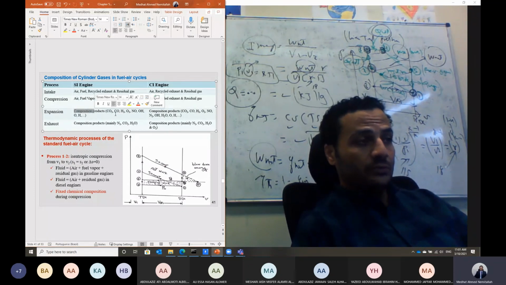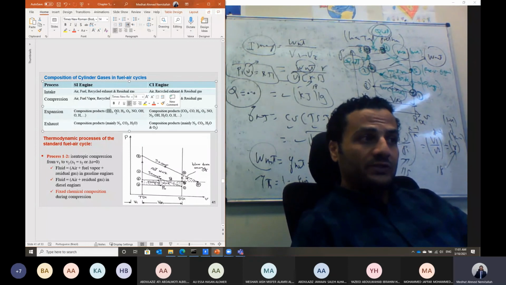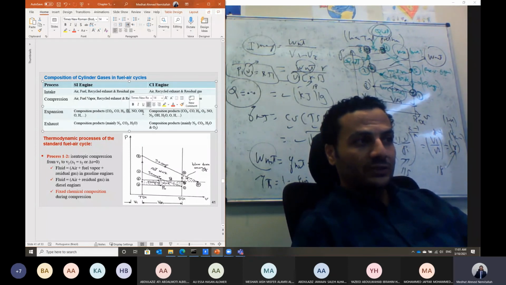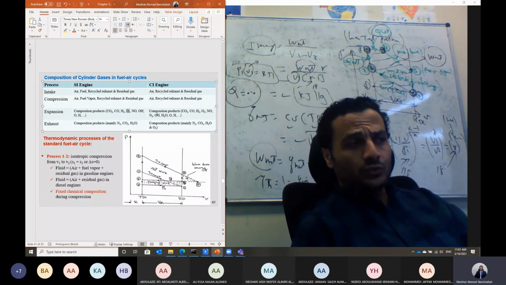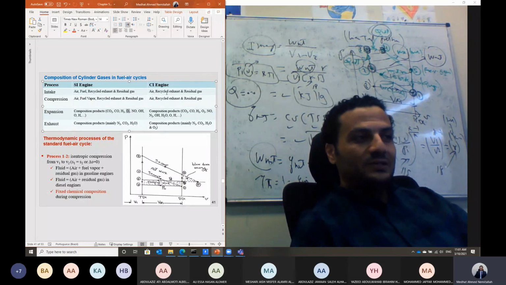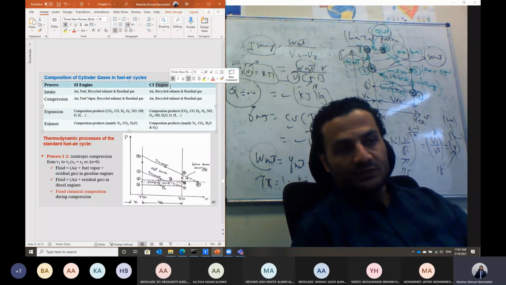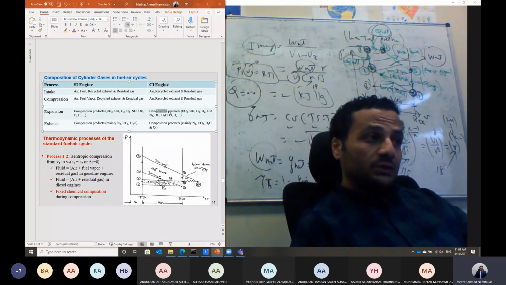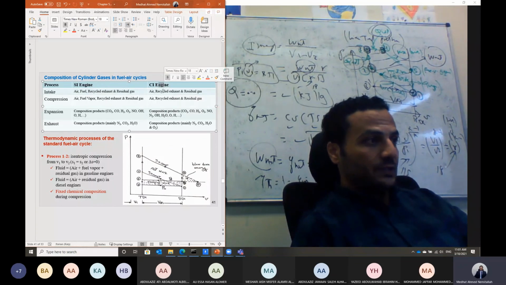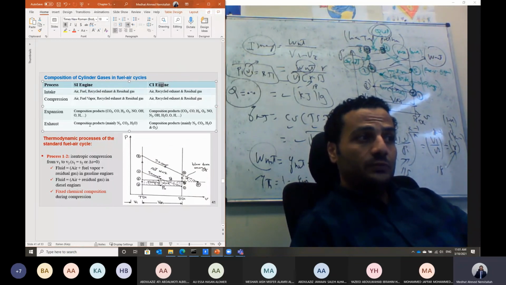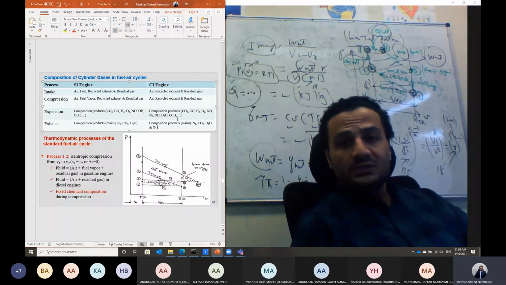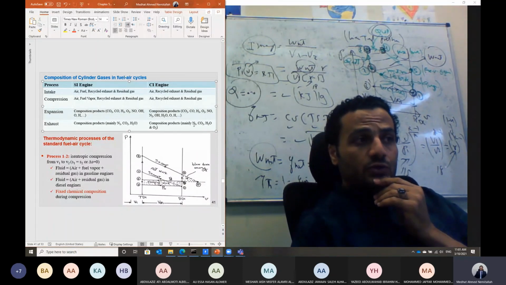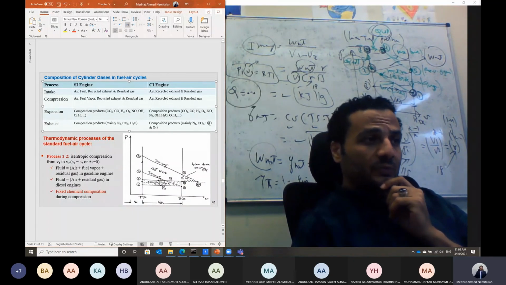We should have the combustion products, including carbon dioxide, carbon monoxide, oxygen, and nitrogen. All of these components should be there. But usually in the diesel engine, we should have some particulate matter and also some soot, in addition to those combustion products. And during the exhaust stroke, we should have the combustion products, mainly nitrogen, carbon dioxide, and water vapor. Here also in the diesel engine, during the exhaust, it should be mainly nitrogen plus carbon dioxide plus water vapor plus some oxygen.